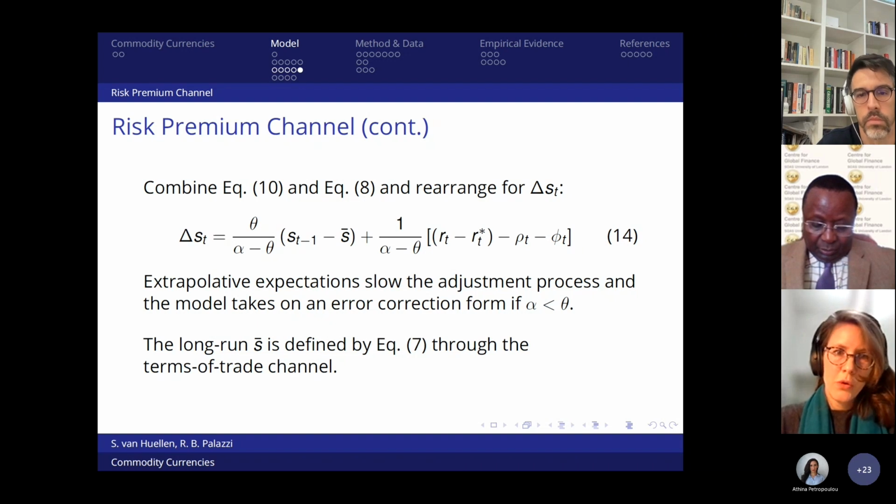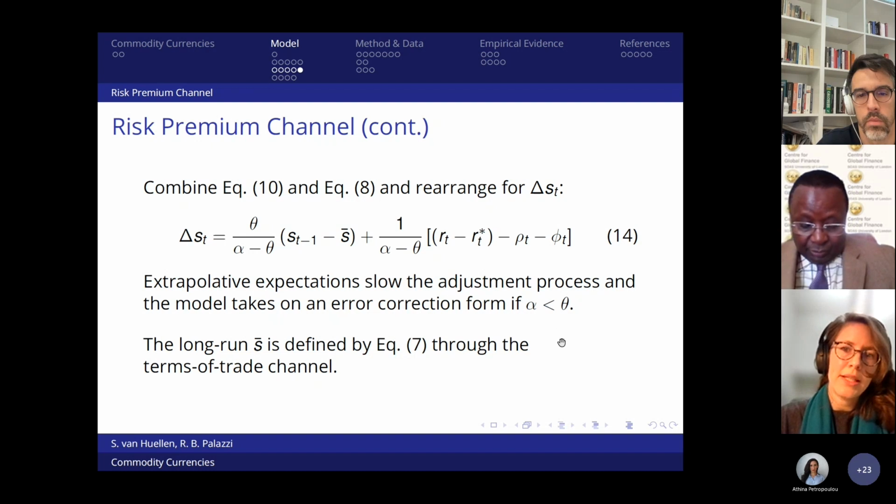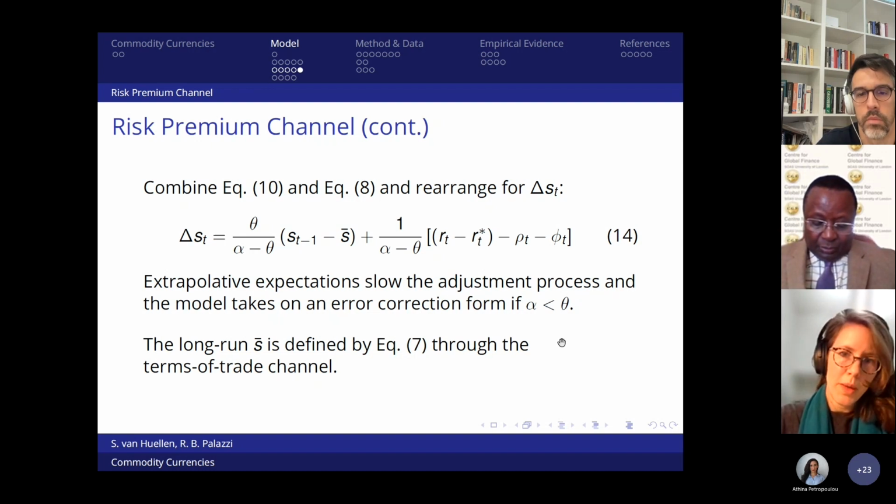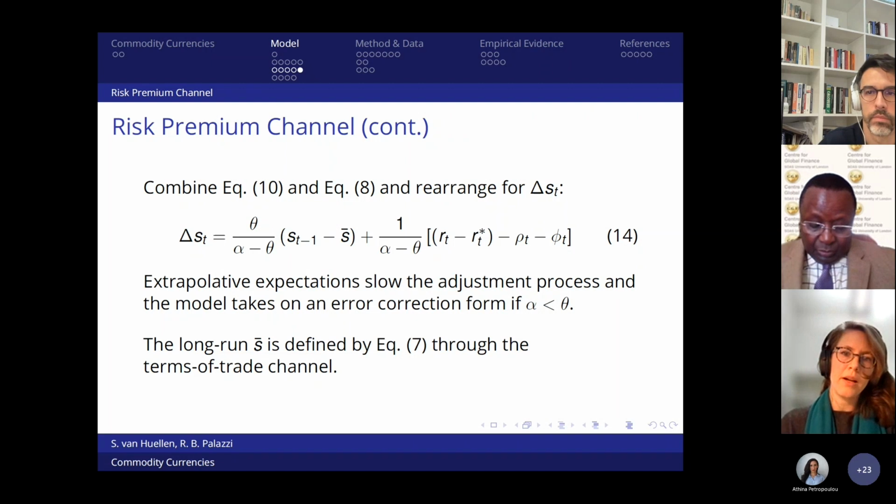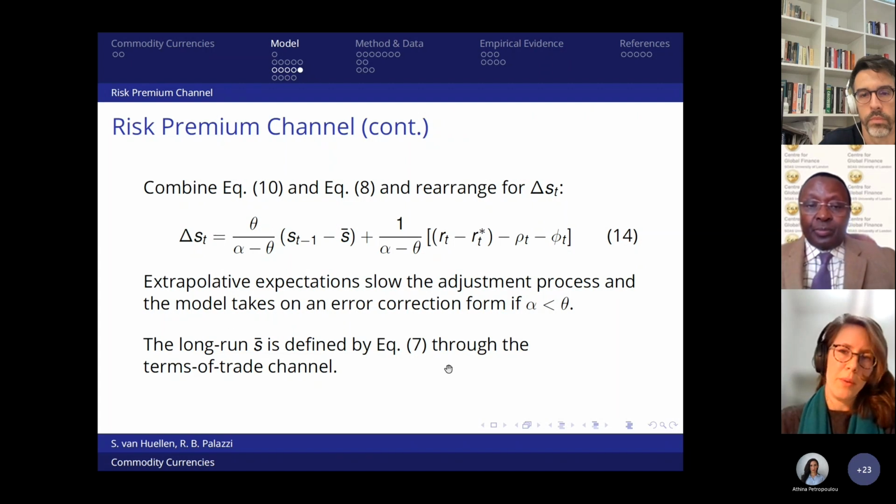Now, the implication of this is twofold. One is that extrapolative expectations slow the adjustment process, and also there's only adjustment if alpha is smaller than theta, which means that basically the fundamental trader outweighs the extrapolative trader, which is in the long run probably a reasonable assumption. So then we have adjustment towards the long run, which is our terms of trade channel, and that adjustment is governed by these trader interactions, but of course also via policy interventions. And what this model becomes is some sort of error correction model, basically, where we have some long run adjustment.